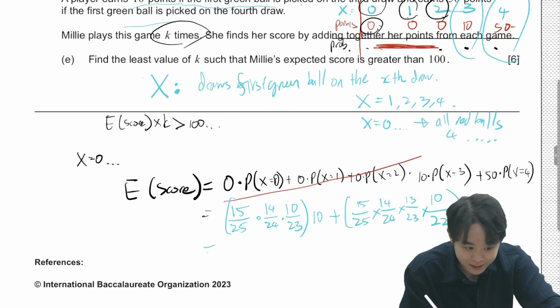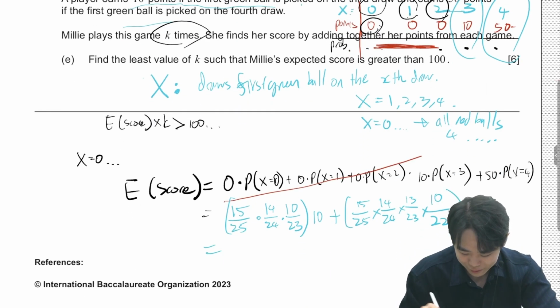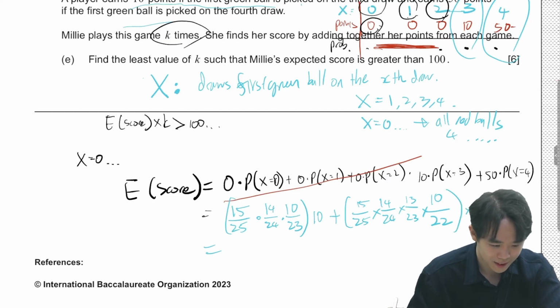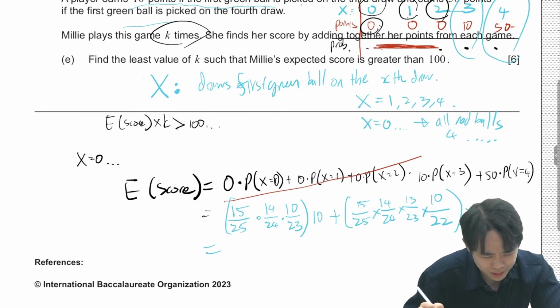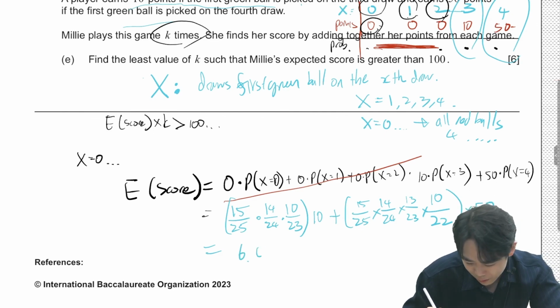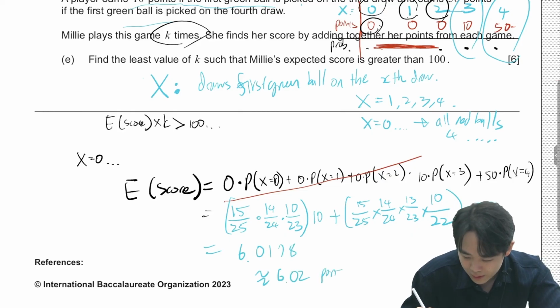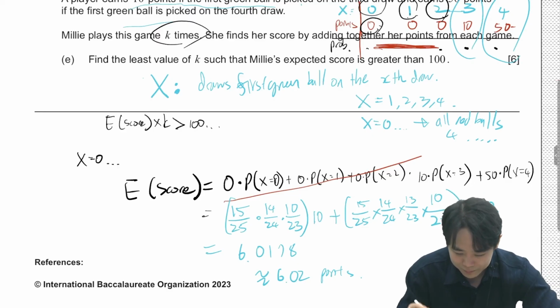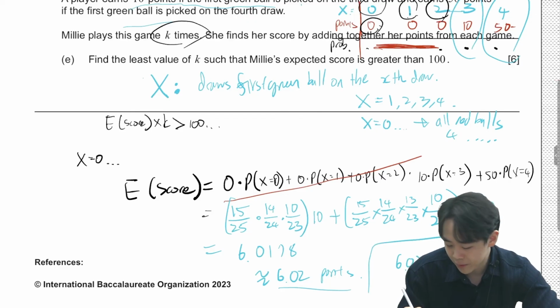So if you were to put this expression on your TI calculator, we would get somewhere along the lines of 6.0178, or somewhere around 6.02 points. So her playing the game, she's expected to win 6.02 points. So 6.02 times k is going to be 100. How many times does she have to play?